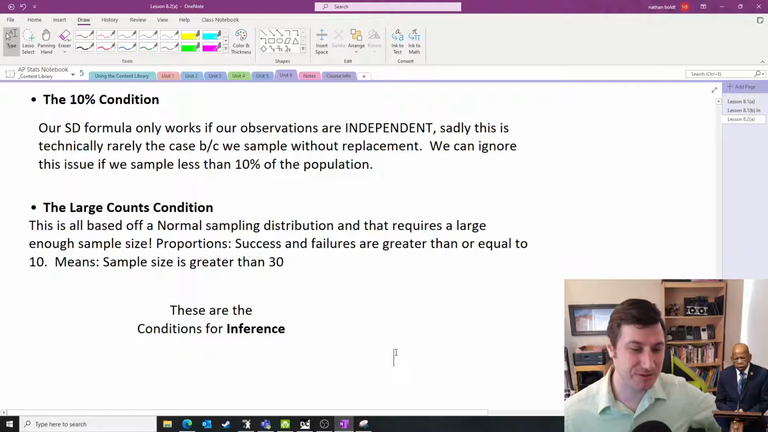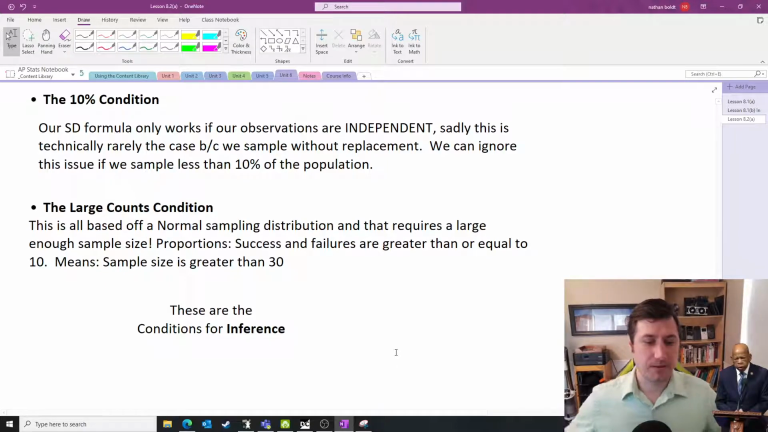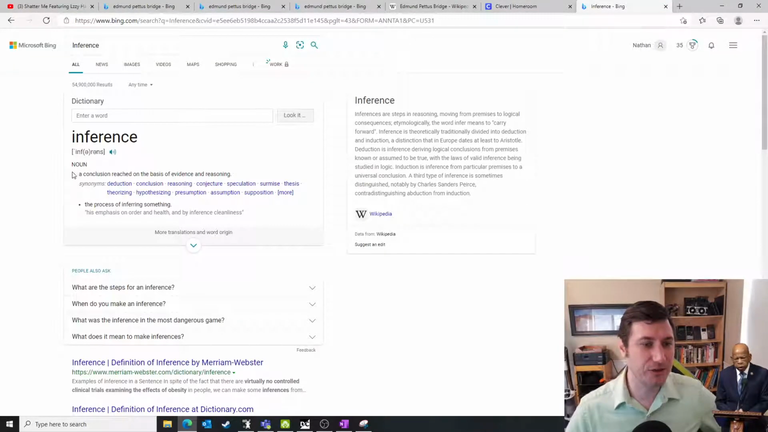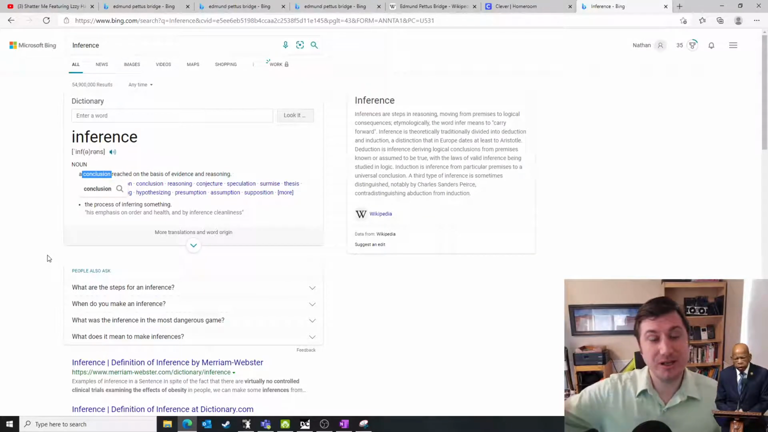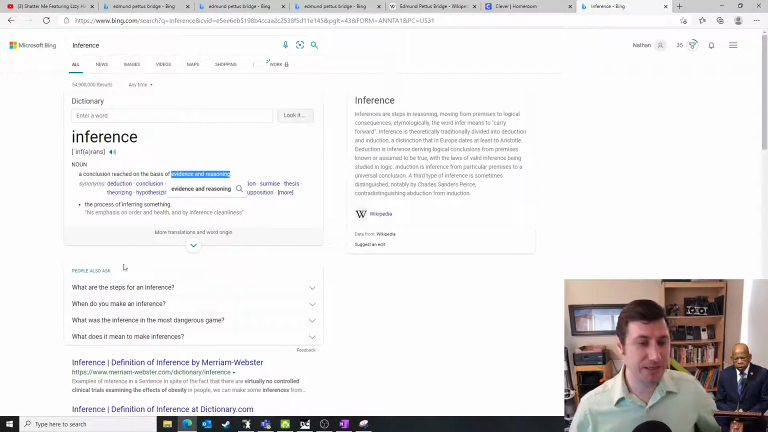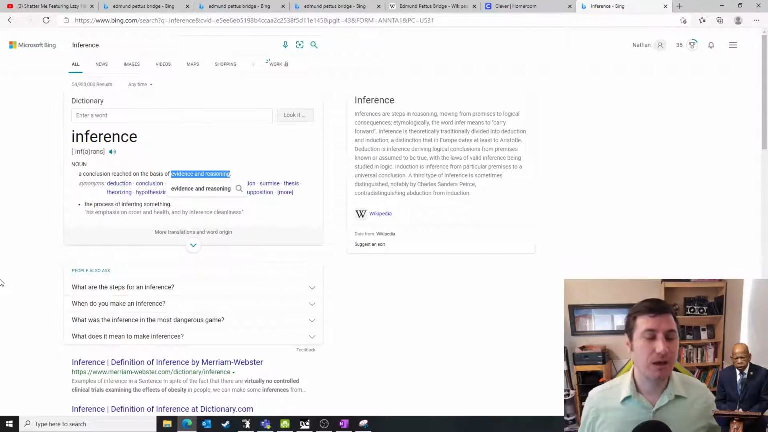Everything we're doing right now this semester is statistical inference. What the heck does inference mean? Inference, a conclusion reached on the basis of evidence and reasoning. Well, we're trying to make a confidence interval. That is our conclusion about a population. Our evidence and reasoning are the sample we take, because you can't actually know a population proportion. You can only take a sample and use that as evidence to make a conclusion about your population. That's why this is called inferential statistics. We are making an inference based off a sample.